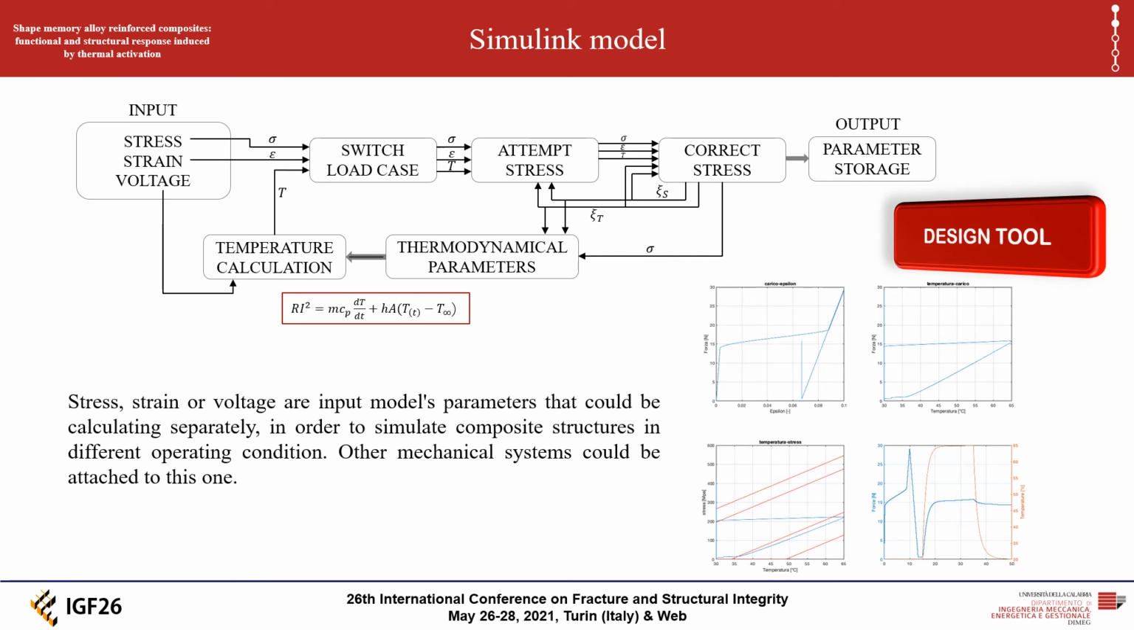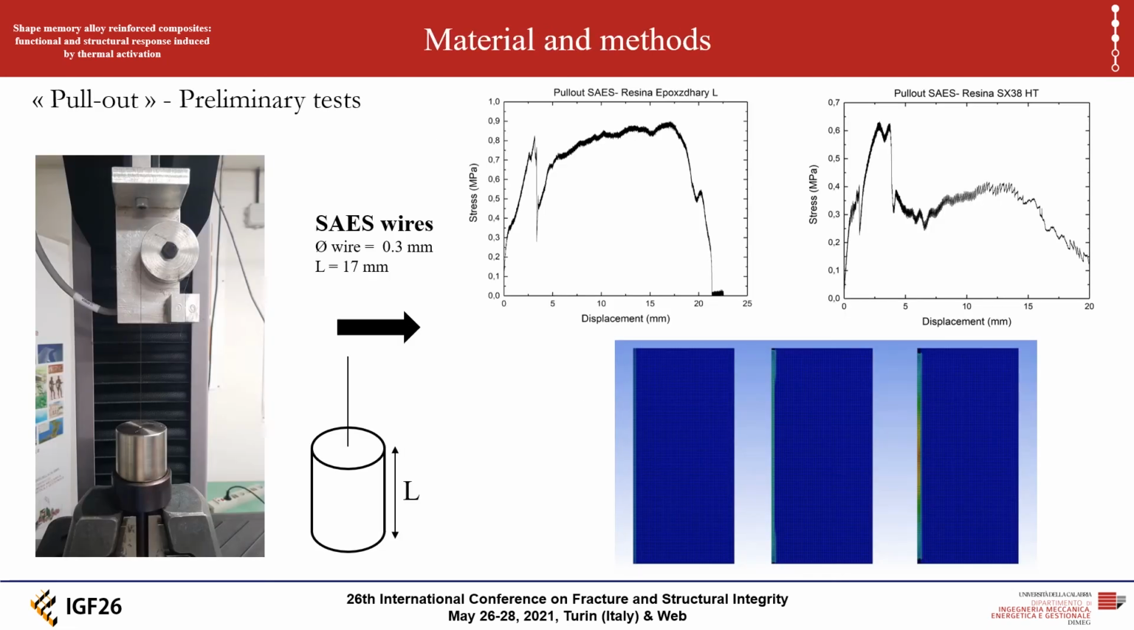The model can take as input mechanical parameters such as stress and strain, and energy such as temperature or electric voltage. These parameters can be calculated separately and allow communication between complex mechanical models and SMA components. For example, it is possible to simulate the addition of an SMA wire embedded into a resin block to evaluate the mechanical interaction at the interface, by modeling the two systems separately.